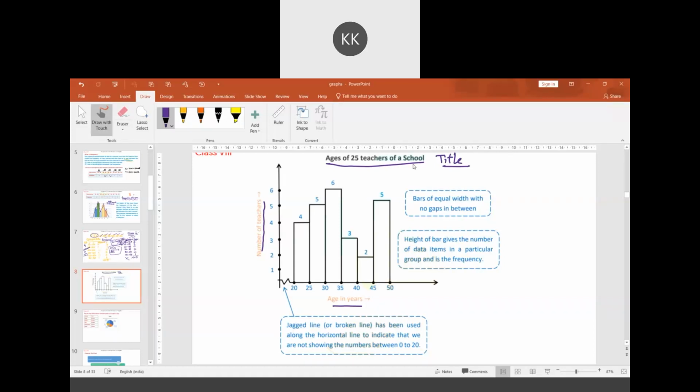What does that 6 represent? It is the number of teachers between the age of 30 and 35. So what does it mean? There are 6 teachers between 30 and 35 years of age. They are the maximum, right? Yes, the maximum number of teachers are in the age group 30 to 35.